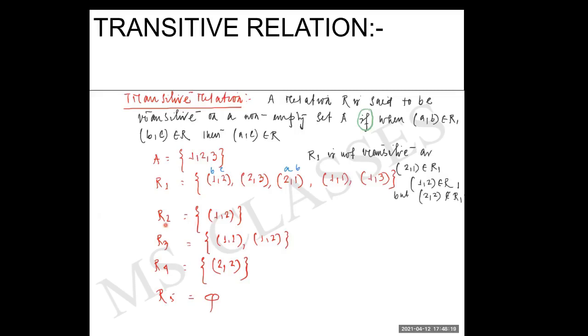R2. Now, what is R2? In R2, we have only one ordered pair. That means, as I told you, if you are given (A, B) and (B, C), then only you look for (A, C). But here you don't have that. Here you have only one ordered pair. So this will be a transitive relation, vacuously true.